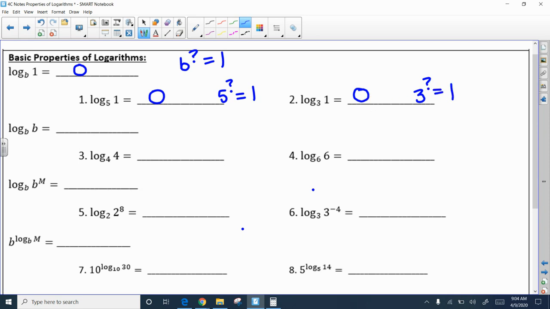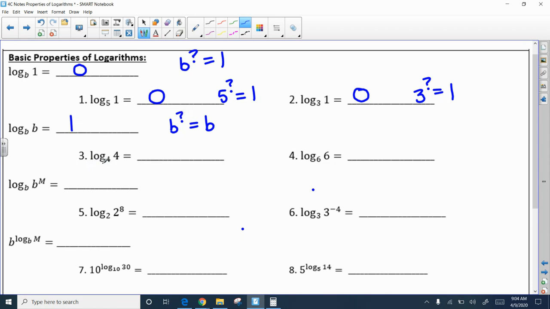The next property is if we have log base B of B. So if the base is the same as the number we're taking the logarithm of, it's always going to equal 1. So log base B of B equals 1. That makes sense because if we have B, any base to a power, in order for it to equal B, it'd have to be B to the first power.